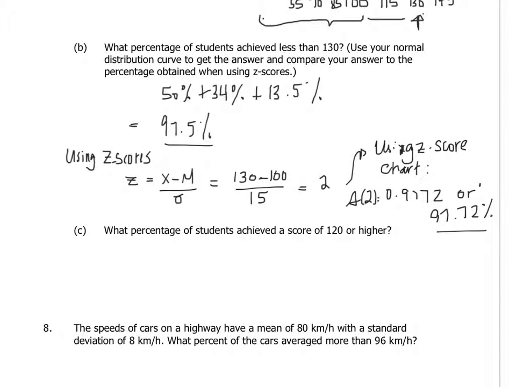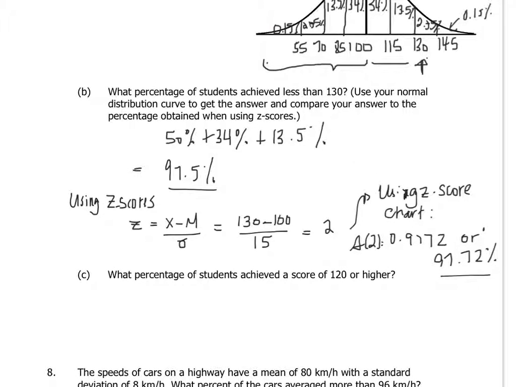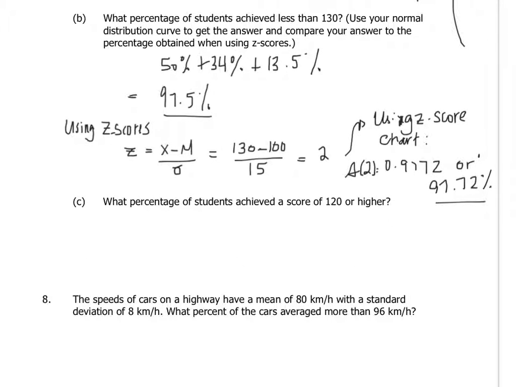Alright, so the next question: what percentage of students achieved a score of 120 or higher? Well, 120 is not on the table as one of the labels up there, so we have to use z-scores for this one. The z-score would be 120 minus 100 over 15, which is 20 over 15, which is 1.3 repeating. So it's 1.33 if we use 2 decimal places.